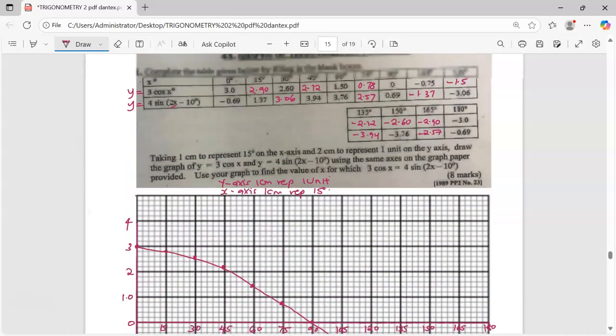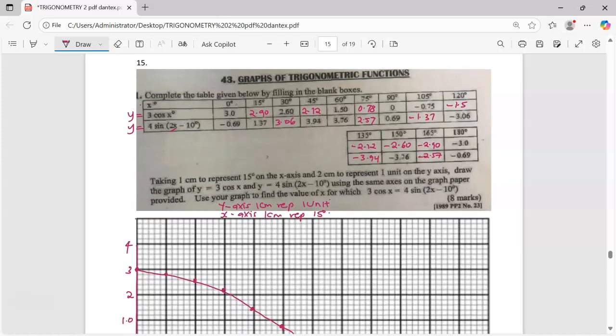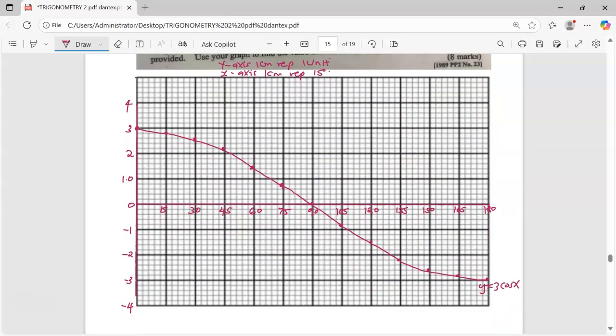Then from there we can move and draw the other one, where y is equal to 4 sin 2x minus 10. Quickly, we are going to take x and y is equal to 4 sin 2x minus 10. When x is 0, the other one is negative 0.69, which is around negative 0.7.